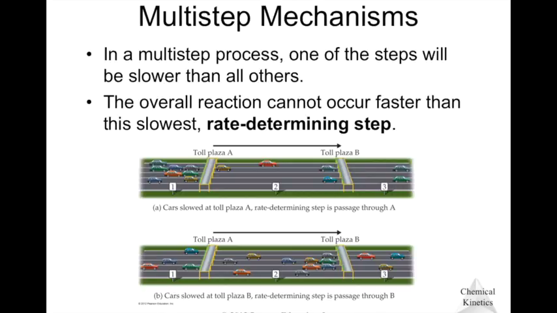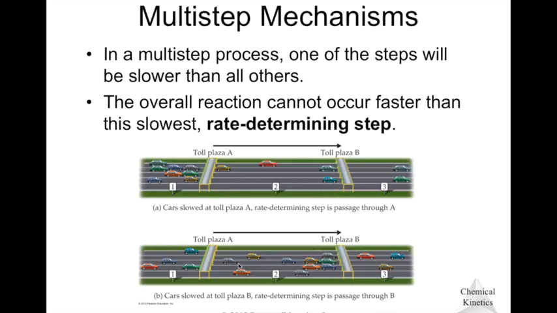When you're talking about multi-step reactions, one of the steps is invariably going to be slower than the others. And this is what's going to determine how fast that reaction is going to go overall. We're going to call it the rate determining step. So like in this diagram here, all the cars are bunching up at Toll Plaza A, but don't seem to be having too much trouble getting through Toll Plaza B. So we say that this is the rate limiting step, the rate limiting toll gate.